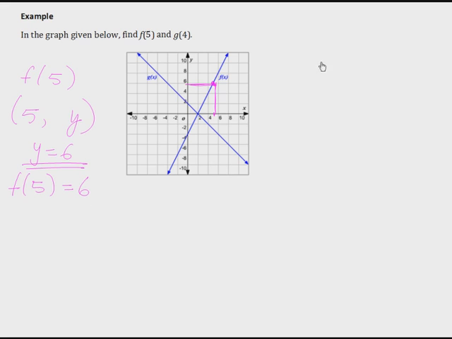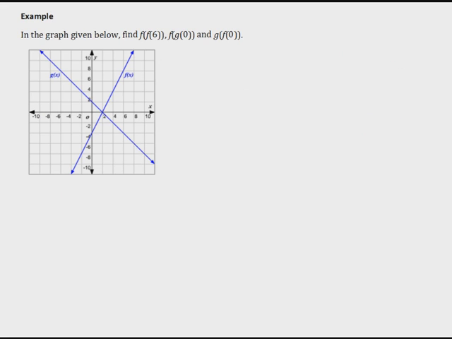Find g of 4. So I head to 4 on the x-axis, that's here. And I have to go to the g graph, which is downwards. And that y coordinate is minus 2. So g of 4 is minus 2. The point is 4 comma minus 2. That was easy.